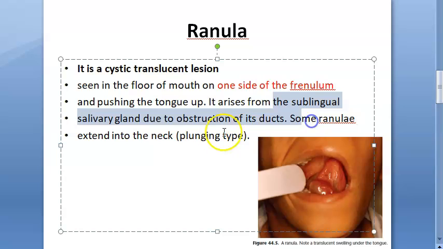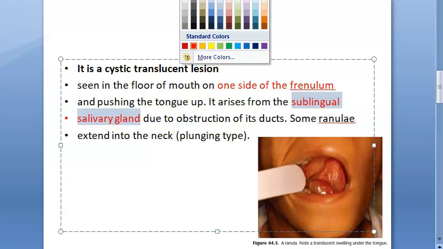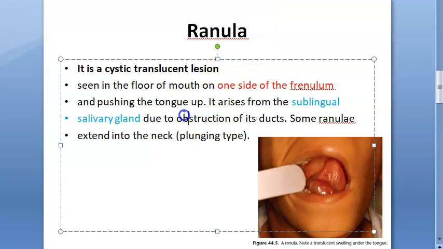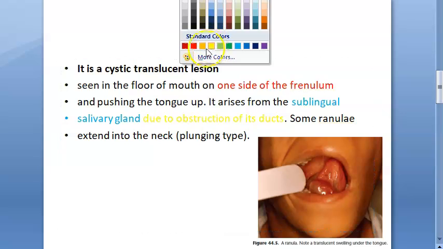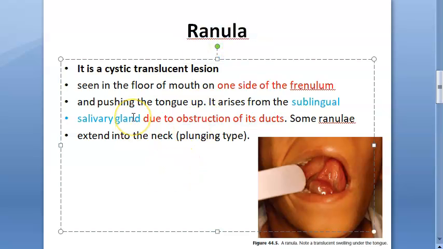From where is it coming? It is coming from the sublingual salivary gland. This is very important. From where is it coming? It is coming from the salivary gland. Which gland? Sublingual salivary gland. Because of obstruction of its ducts. So the sublingual salivary gland's duct is obstructed and this ranula has formed, which is a translucent cystic lesion.